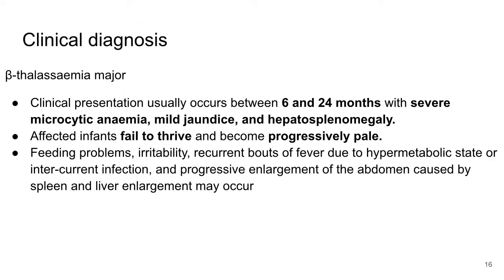Coming to clinical features of beta thalassemia. Beta thalassemia major patient usually presents between 6 to 24 months with severe microcytic anemia, mild jaundice, and hepatosplenomegaly. Affected infants fail to thrive and become progressively pale. Feeding problems, irritability, recurrent bouts of fever due to hypermetabolic state or intercurrent infection, and progressive enlargement of the abdomen caused by spleen and liver enlargement may occur.